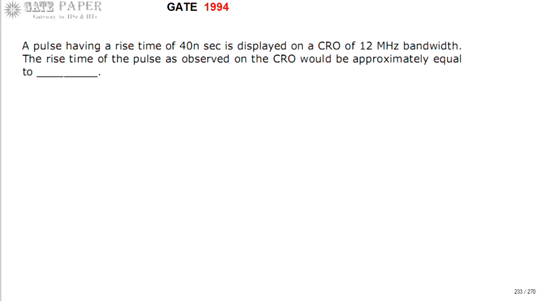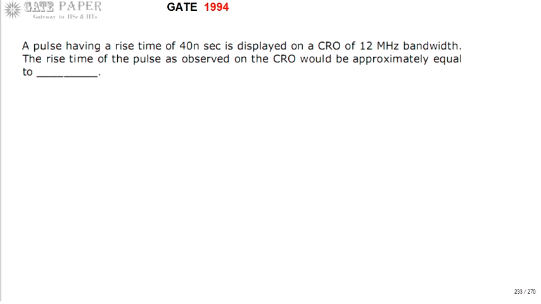Hello, we are discussing the GATE 1994 ECE paper, and this question is related to analog circuits. A pulse having a rise time of 40 nanoseconds is displayed on a CRO of 12 MHz bandwidth. The rise time of the pulse as observed on the CRO would be approximately equal to.